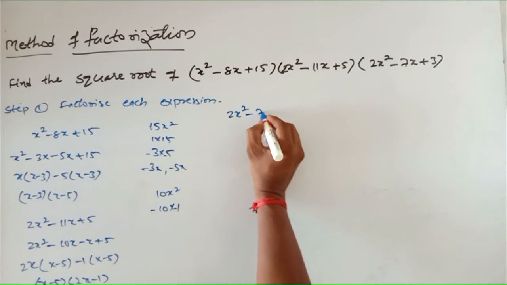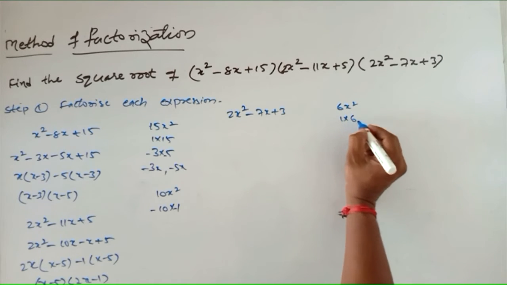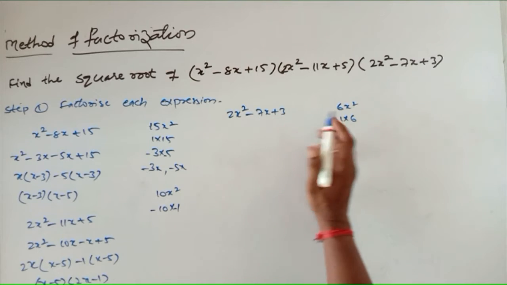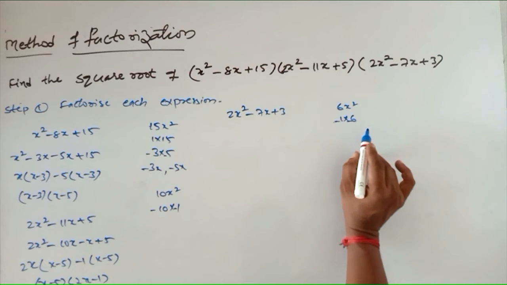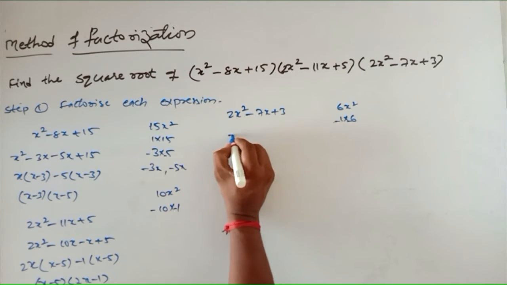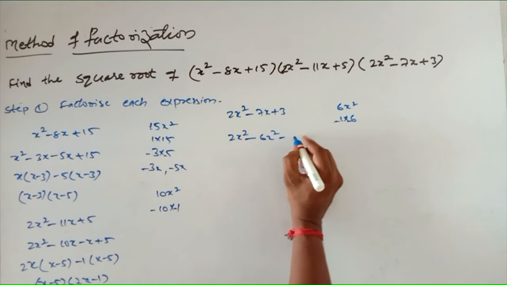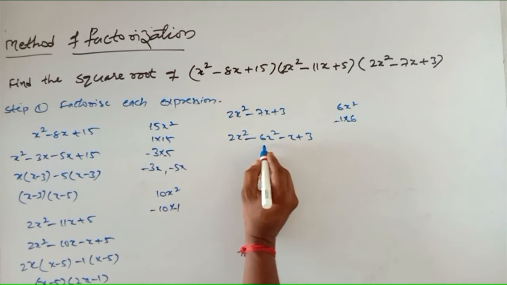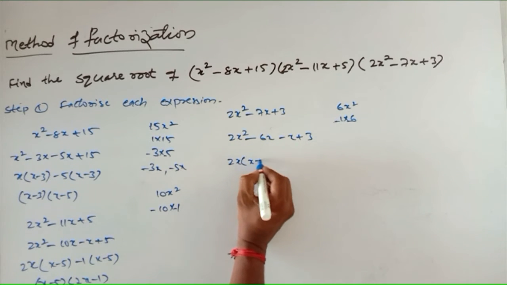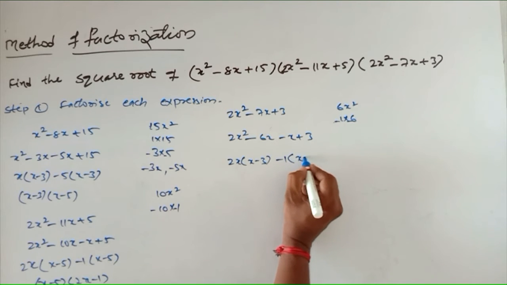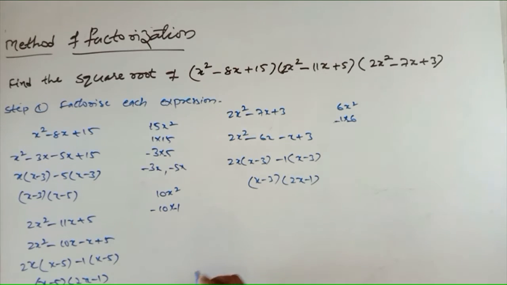The next is 2x square minus 7x plus 3. 2 3s are 6x square. Factors of 6 are 1 into 6. When I'm adding these two terms, I'm getting 7. So minus 7 is there, so I'm taking minus, minus. Minus into minus is plus, 6 into 1 is 6x square. So now the factors are 6x, 2x square minus 6x minus x plus 3. In this, 2x is common, x minus 3, minus 1 is common, x minus 3. So x minus 3 into 2x minus 1.